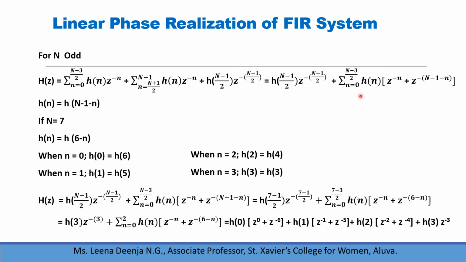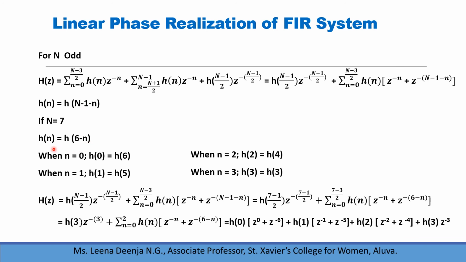So we can take it outside. So the sum from n equal to 0 to N/2 minus 3/2, h(n) is common, so we can take it outside. Then here we have z raised to minus n. Then inside this it is h of N minus 1 minus the small n, so it is z raised to minus (N minus 1 minus n). And for linear phase, we know that h(n) is h(N minus 1 minus n). If our N value is 7, then we have h(7 minus 1 minus n), that is h(6 minus n).